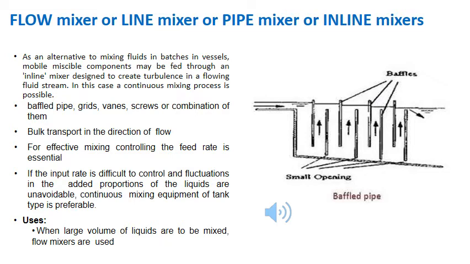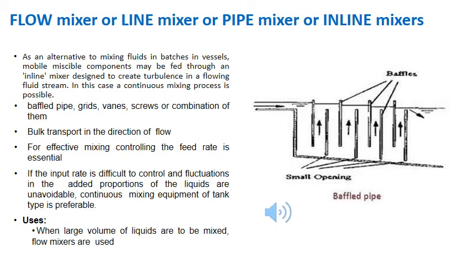So, finally come the flow mixers or line mixers. These mixers are an alternative to mixing the fluids in batches and vessels. What happens is the miscible components are fed directly through an inline mixer which is designed in such a way that maximum turbulence is produced during the flow of the liquid. In this case, a continuous mixing process is possible. The mixing takes place through bulk transport in the direction of flow. It may consist of a baffled pipe or an empty chamber with other modifications in it. The liquids to be mixed are passed through this pipe. The effective mixing is achieved by controlling the rate of feed. The feed here is the liquids which we intend to mix.